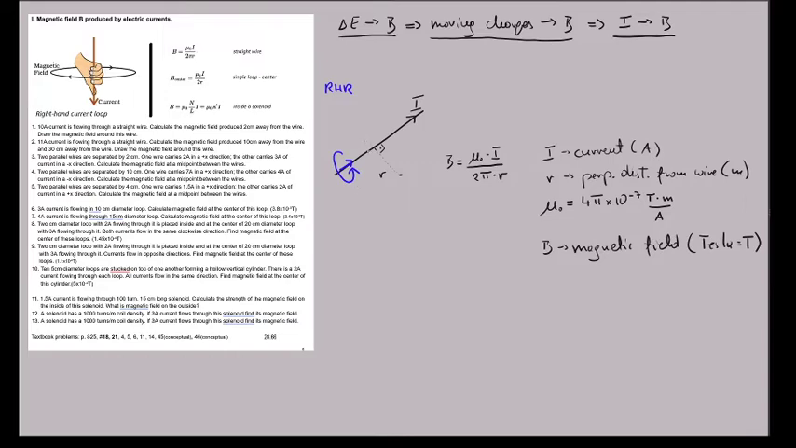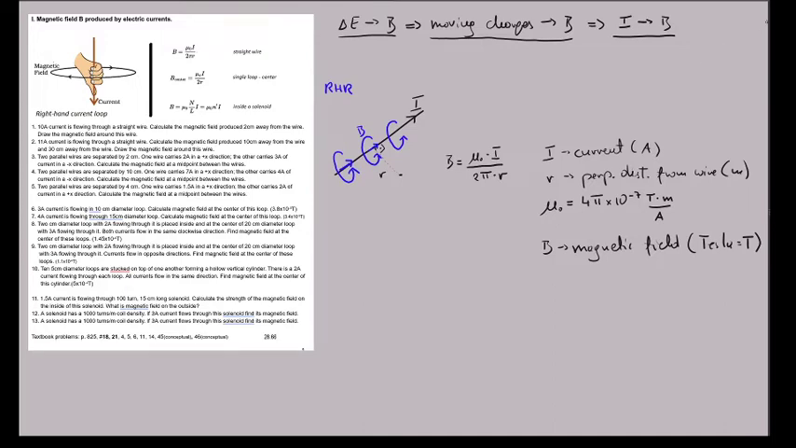So if you're here, current flows in this direction. Point your thumb in this direction and then curl your fingers. Fingers will curl like this, and if you're here, your fingers will curl like this. And so this would be the magnetic field around the wire. It's circular, and at different locations, it will have different values. The farther away you move from the current, the weaker the magnetic field, and the closer you get to the wire, the stronger the magnetic field.